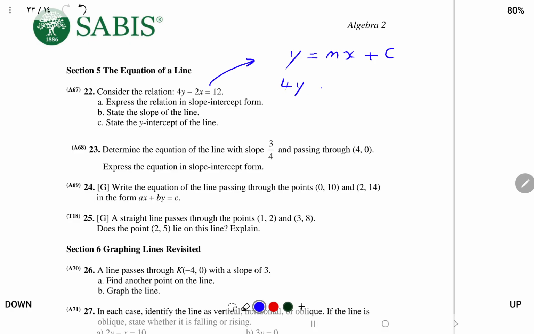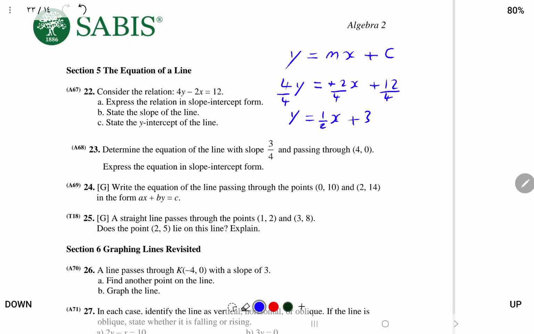4y is equal to, let's take negative 2x to the other side, so we get plus 2x, and then we have already plus 12. Then we divide all sides of the equation by 4. We get y equals half x plus 3. Like this, we have put the equation in the required form. Y equals half x plus 3.